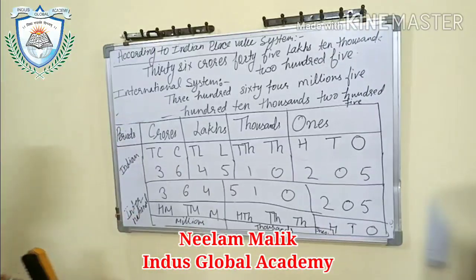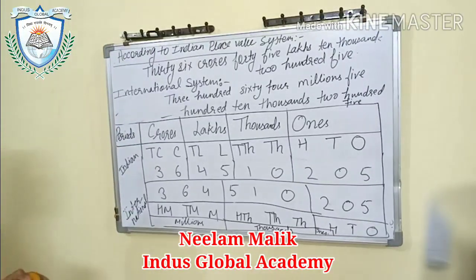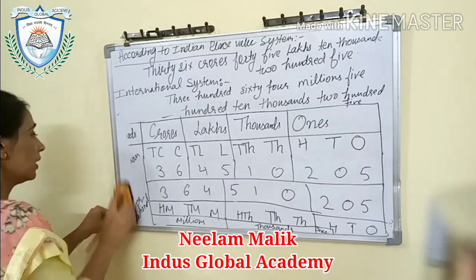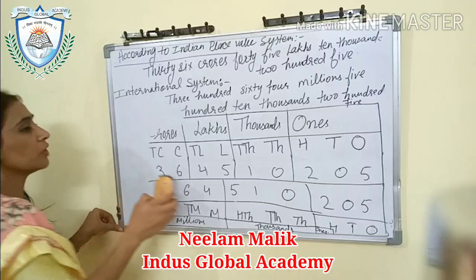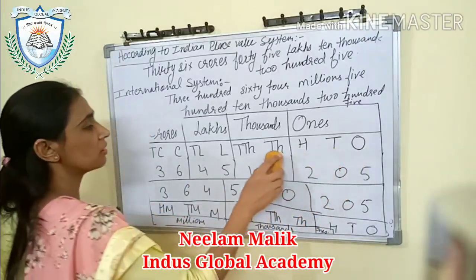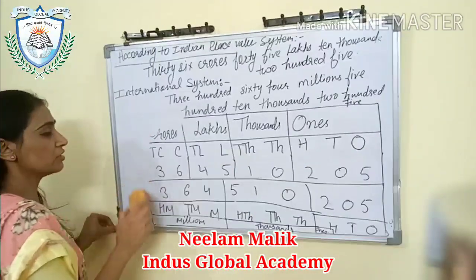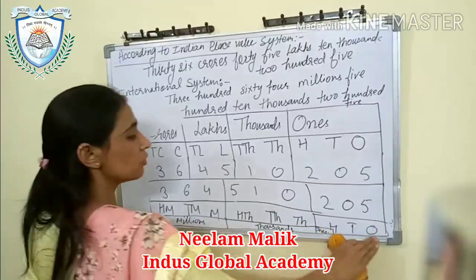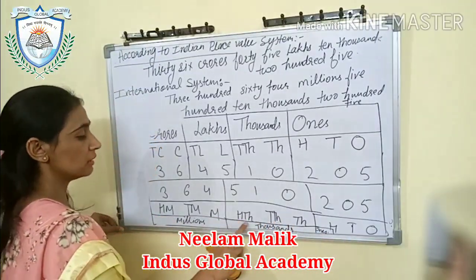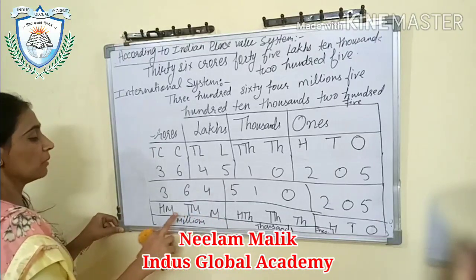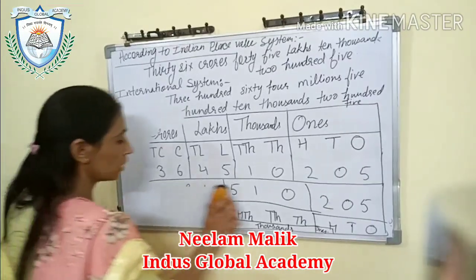I hope you understand the difference between the Indian place value system and the international place value system, and how to read a number. If any number is given to you, first you will write ones, tens, 100, 1000, 10,000 for the Indian system, and for the international you will write ones, tens, 100, 1000, 10,000, 100,000, million, 10 million, and then 100 million.